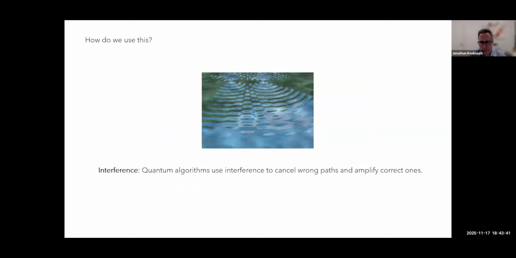Interference is like throwing many stones into a pond. The ripples, which are the probabilities, interact. So we program the computer so that the right answers, the probability waves, reinforce each other. That's constructive interference. And the wrong answers' waves cancel each other out. And that's destructive interference.